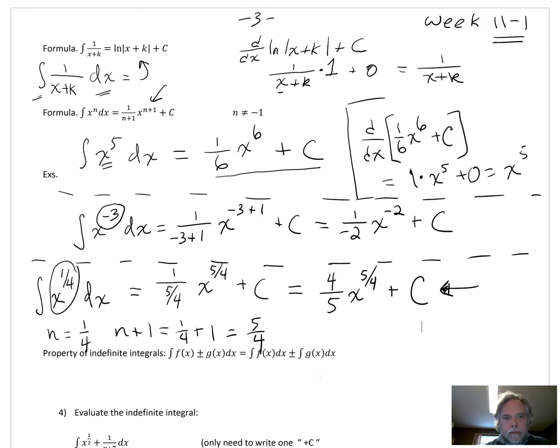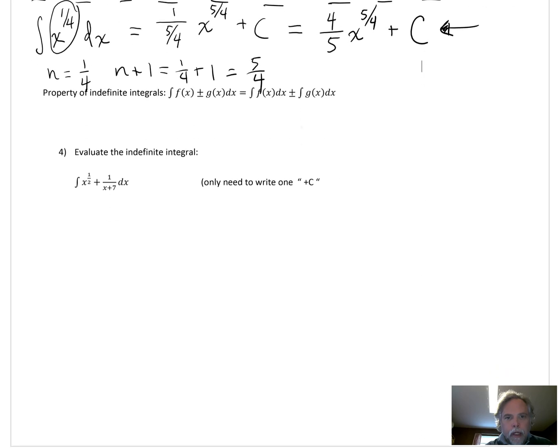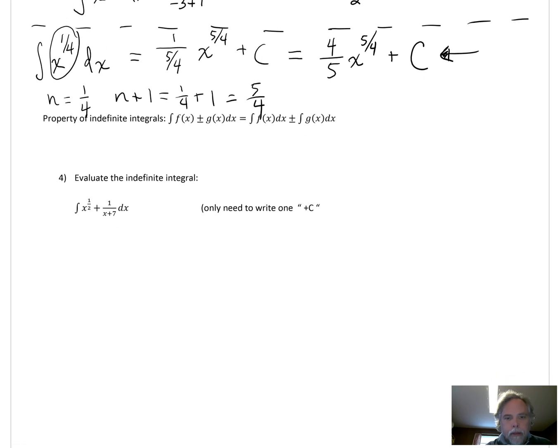Okay, now number 4 down here, this problem to evaluate the indefinite integral is going to use those two formulas we just talked about, as well as this property of integrals. Much like for derivatives, when you take the derivative of f of x plus g of x, you take the derivative of f plus the derivative of g. And integrals have that same kind of property, both with plus and minus. So when the integrand is f of x plus or minus g of x, we evaluate each integral separately and add or subtract, respectively, to get the indefinite integral.